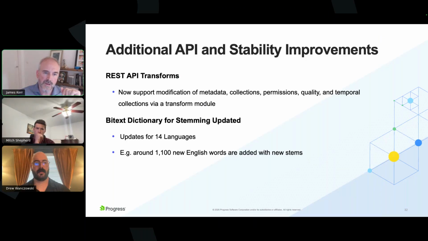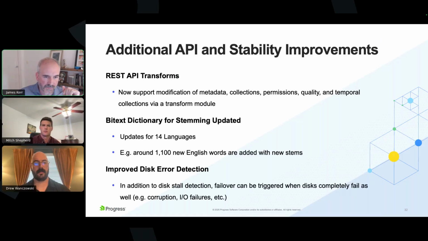The dictionaries for stemming have been updated for 14 different languages. For example, about 1,100 new English words were added with new stems. And so these dictionaries are updated across, as I said, 14 different languages, with hundreds, thousands of new words introduced to bring those up to date.